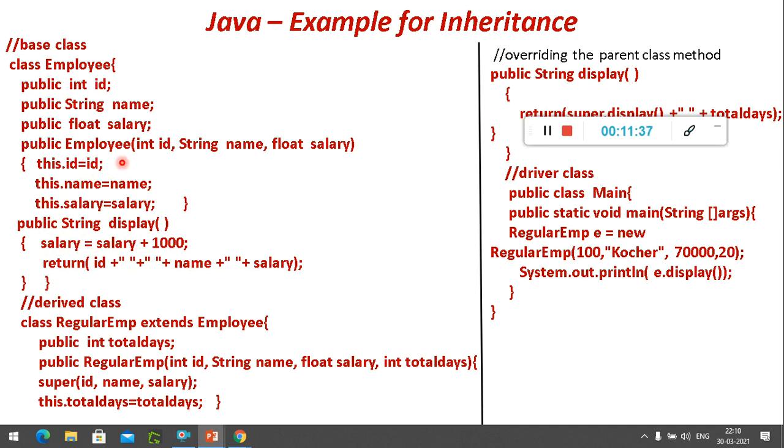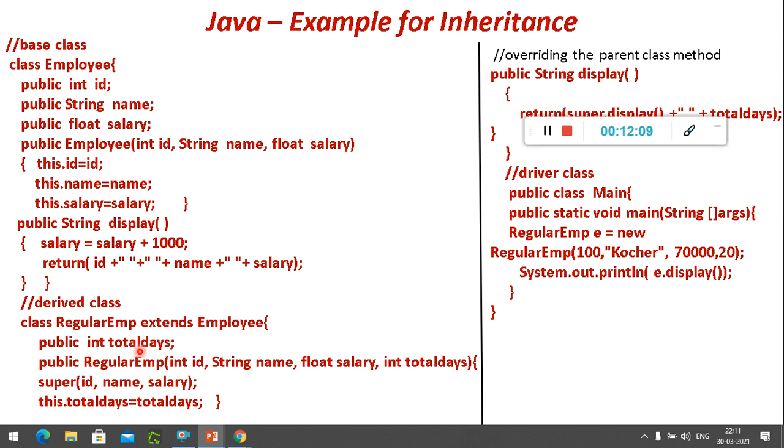The constructor is used to initialize the object. So we are assigning the values here, and we define a method. The name of the method is display. It increases the salary by 1000 and returns all these three data items, ID, name and salary, to the calling point. And then this is the derived class, regular employee extends employee. And here, as I said already, the inherited class or the subclass will have its own attributes.